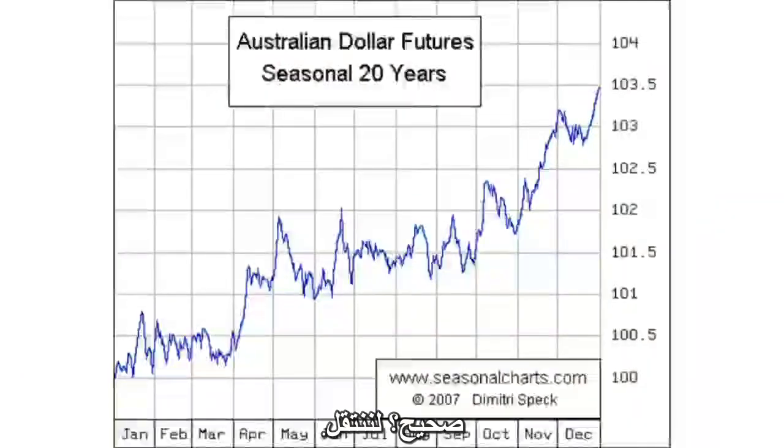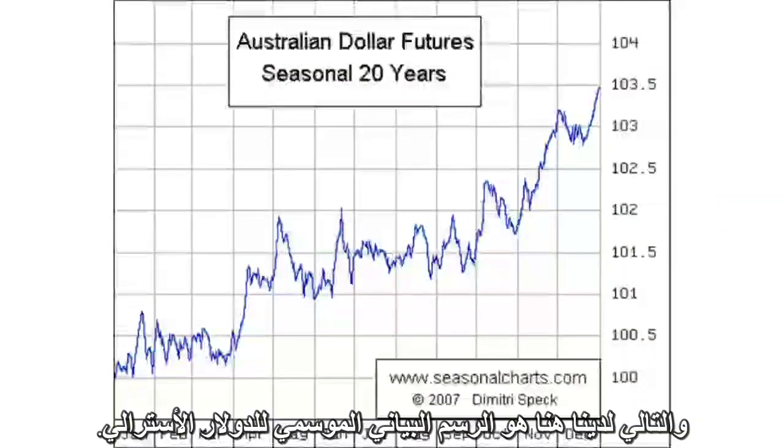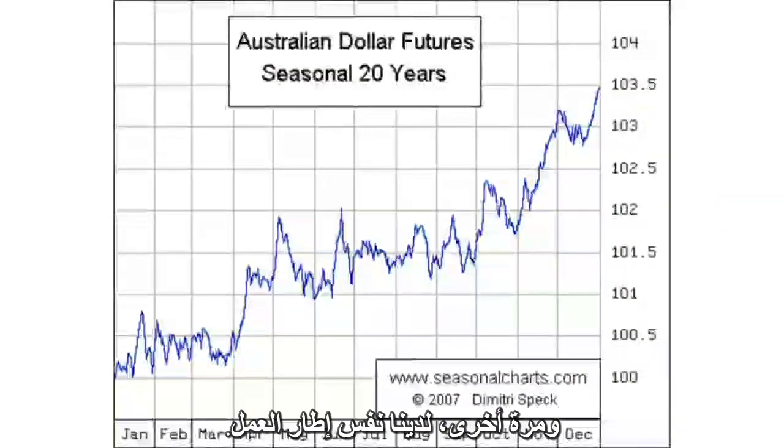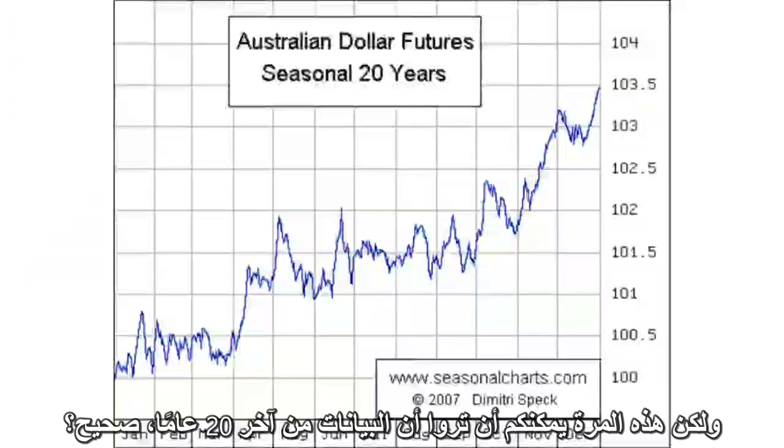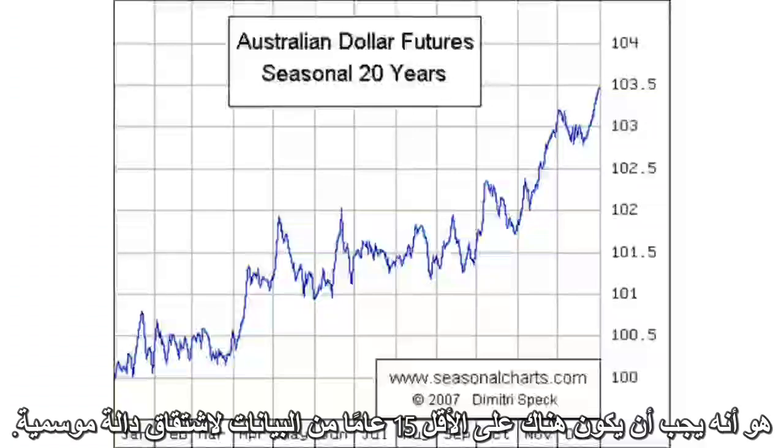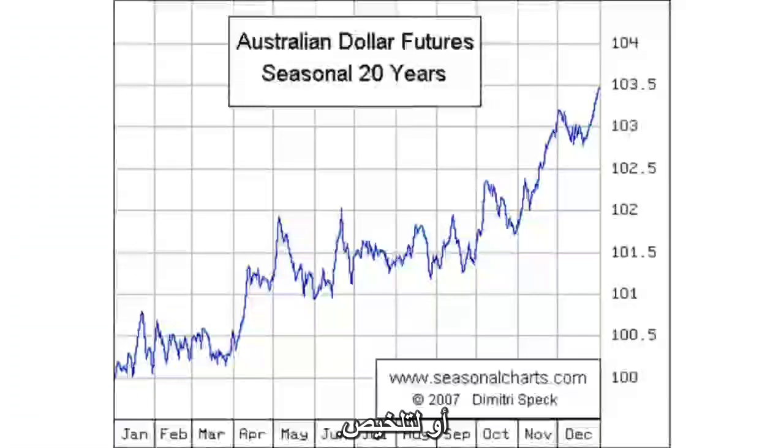Moving on, the next one we've got right here is the Aussie dollar seasonal chart, and again we've got the same framework, but this time you can see that the data is from the last 20 years, right? Now what you need to remember is that there must be at least 15 years' worth of data to derive a seasonal function or to summarize a huge sum of data, right? The bigger the data, the more accurate it's going to be, right? Here we've got 20 years of data, which is more than enough to be trusted and to be confident in, right?